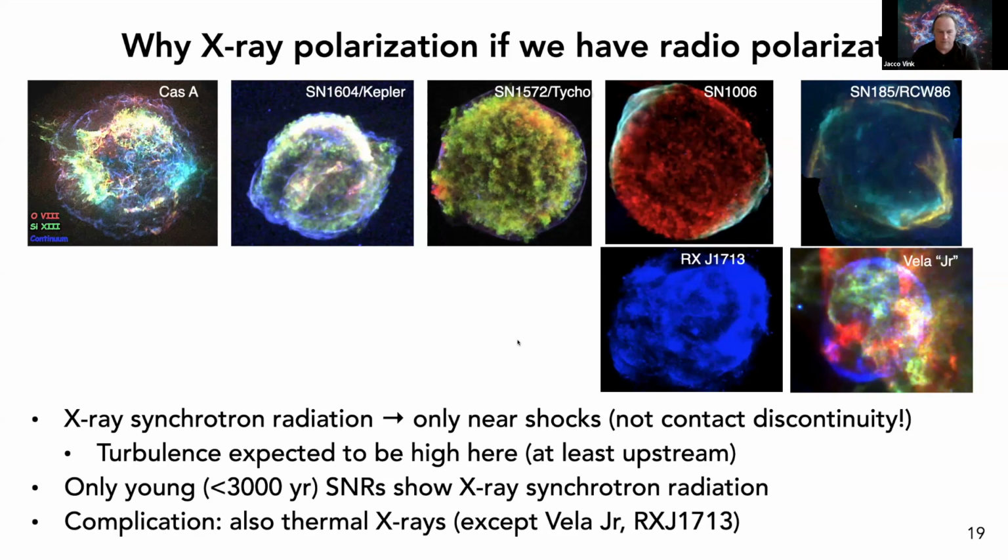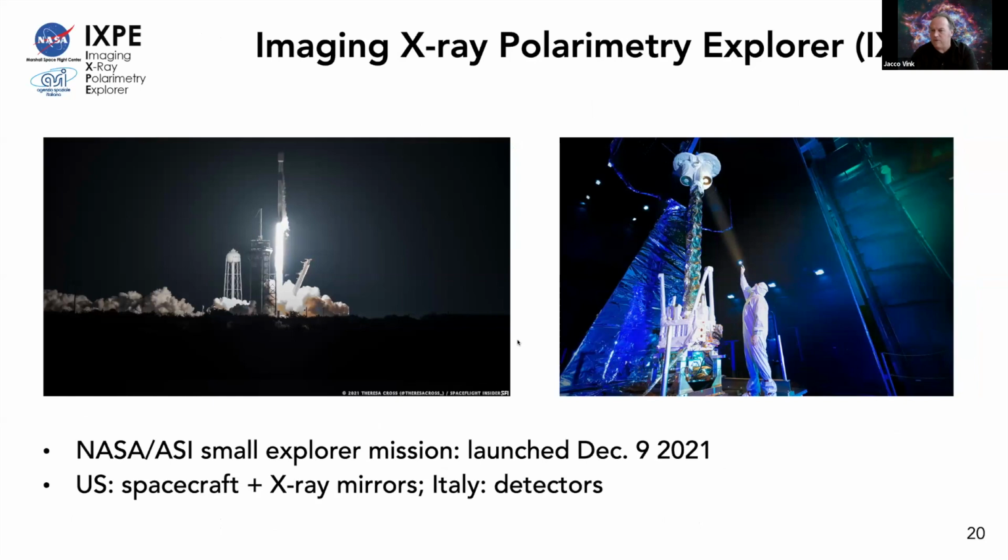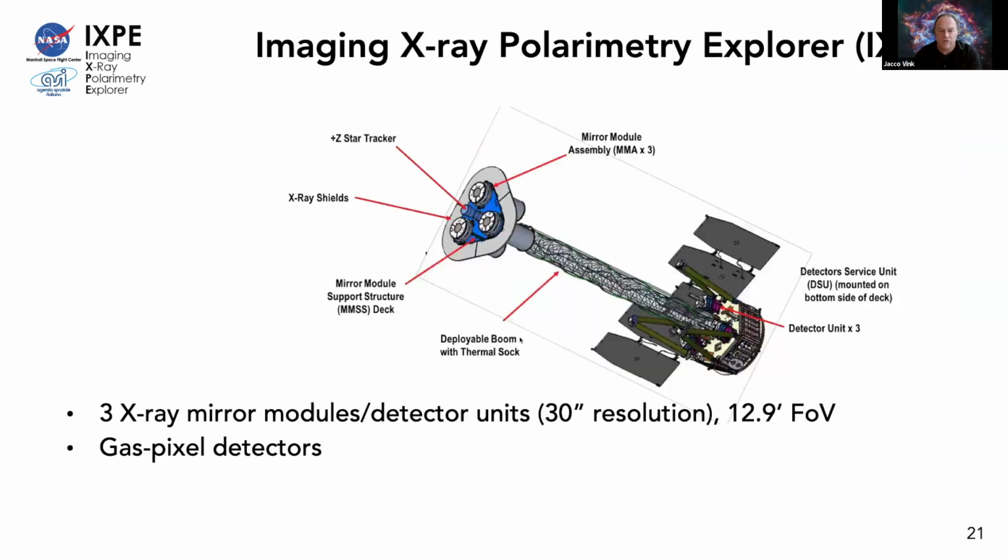So now to IXPE. You had already some talks about it, so you probably know more or less what it is. It was launched in 2021. It's a collaboration between the US and Italy. The US provided the spacecraft and the mirrors, and Italy provided the detectors. Here you see a schematic view of the telescope. It had this extended boom that had to unfold. That caused some problems in the beginning because it was not that stable, and also the alignment was not ideal. It has 3 X-ray telescopes and 3 detectors.